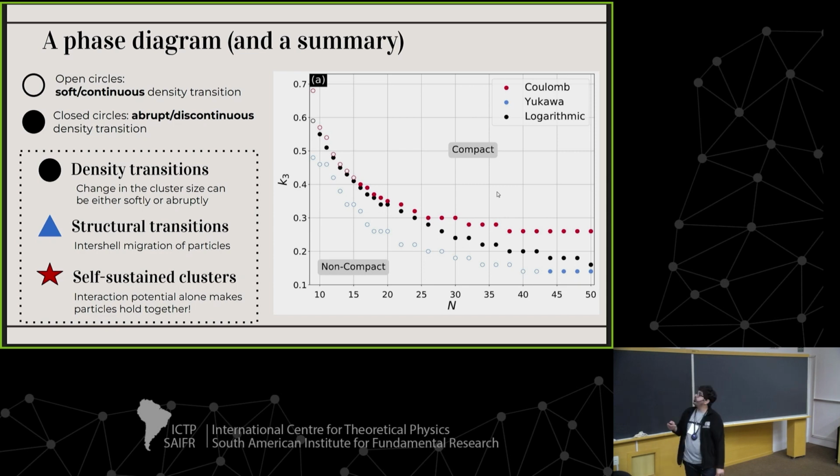So in summary, we can construct a phase diagram comparing the non-compact and the compact clusters. These transition lines are different for each two-body potential because of the difference in the range of these potentials. We see here the closed circles as the abrupt compaction, and the open circles as the soft compaction of the cluster along a given range of our K3 parameter, the intensity of the three-body interaction. So we have basically these three effects, and I think I'm done.